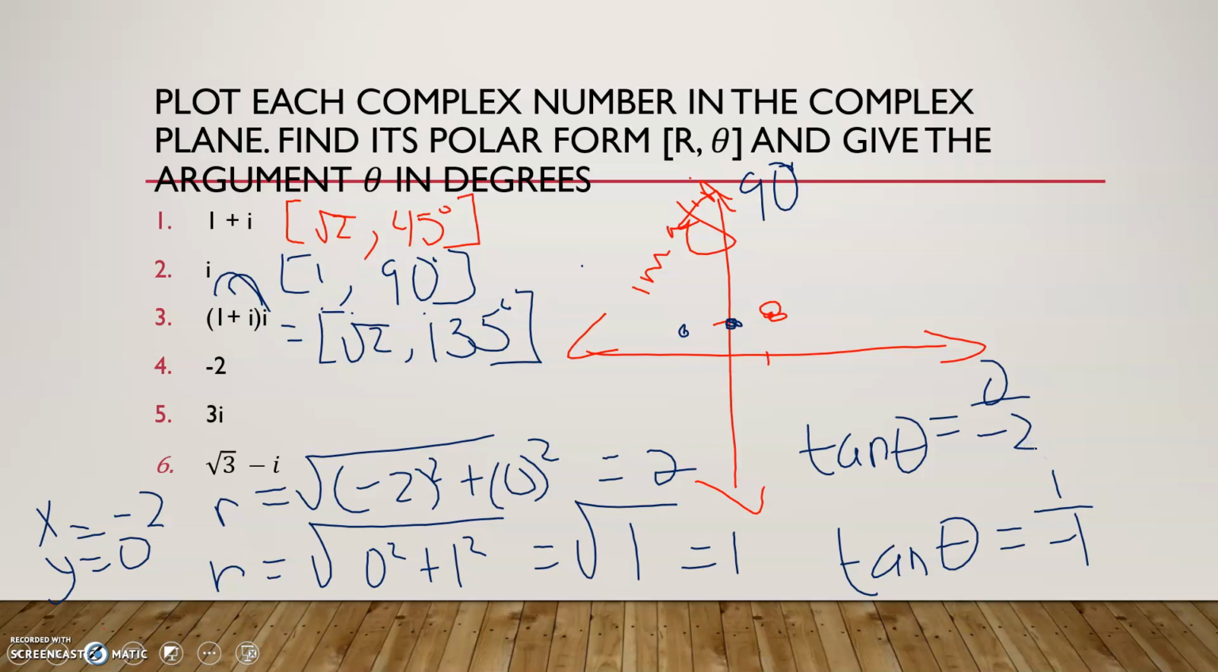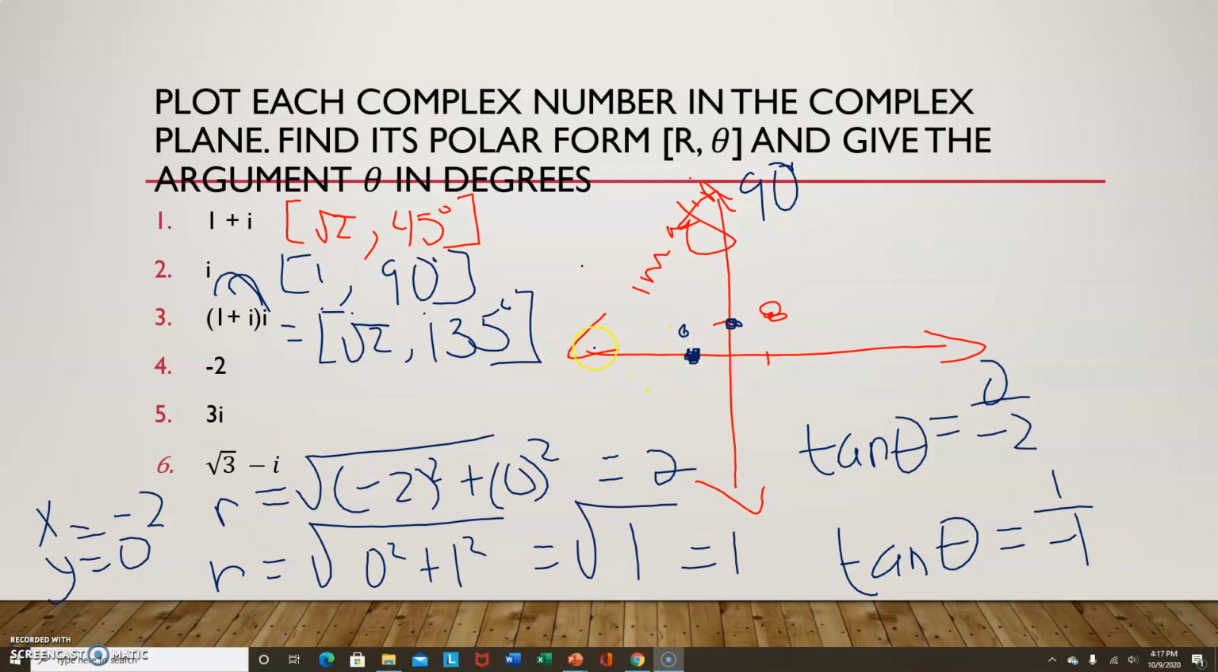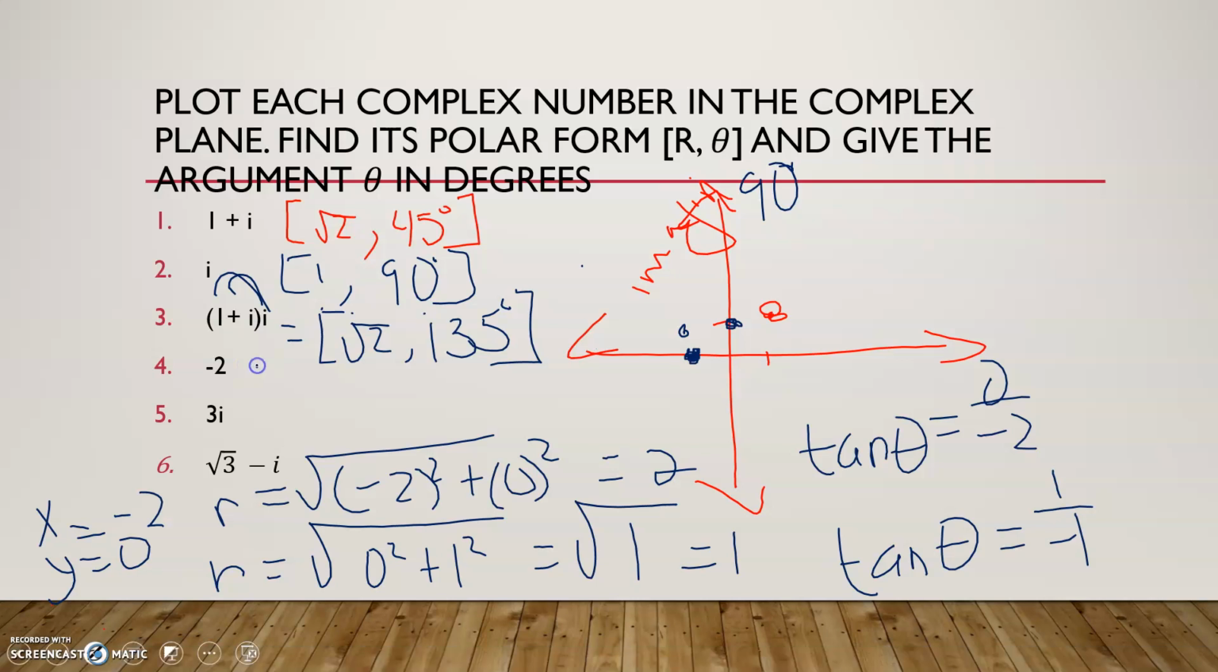And again, based on my graph, you can see that it is right there on that axis. And from our knowledge of the unit circle, we know that this is 180. So again, we get 2, 180.